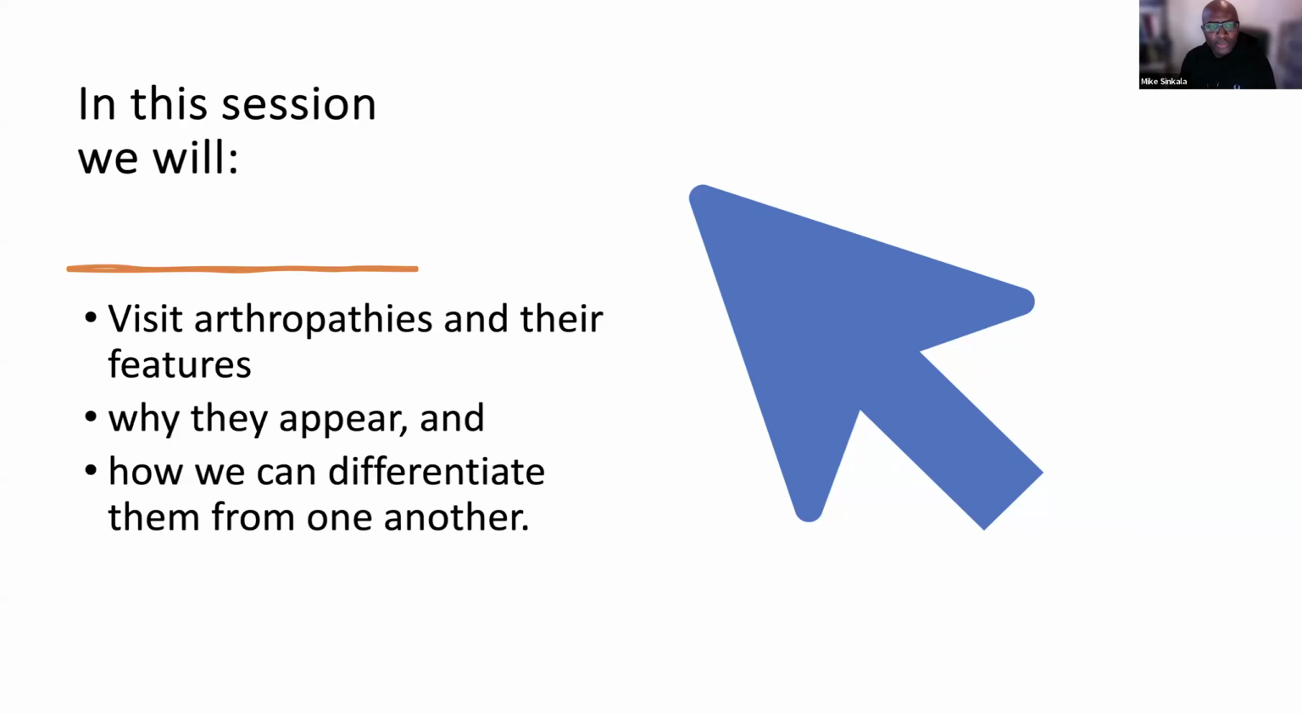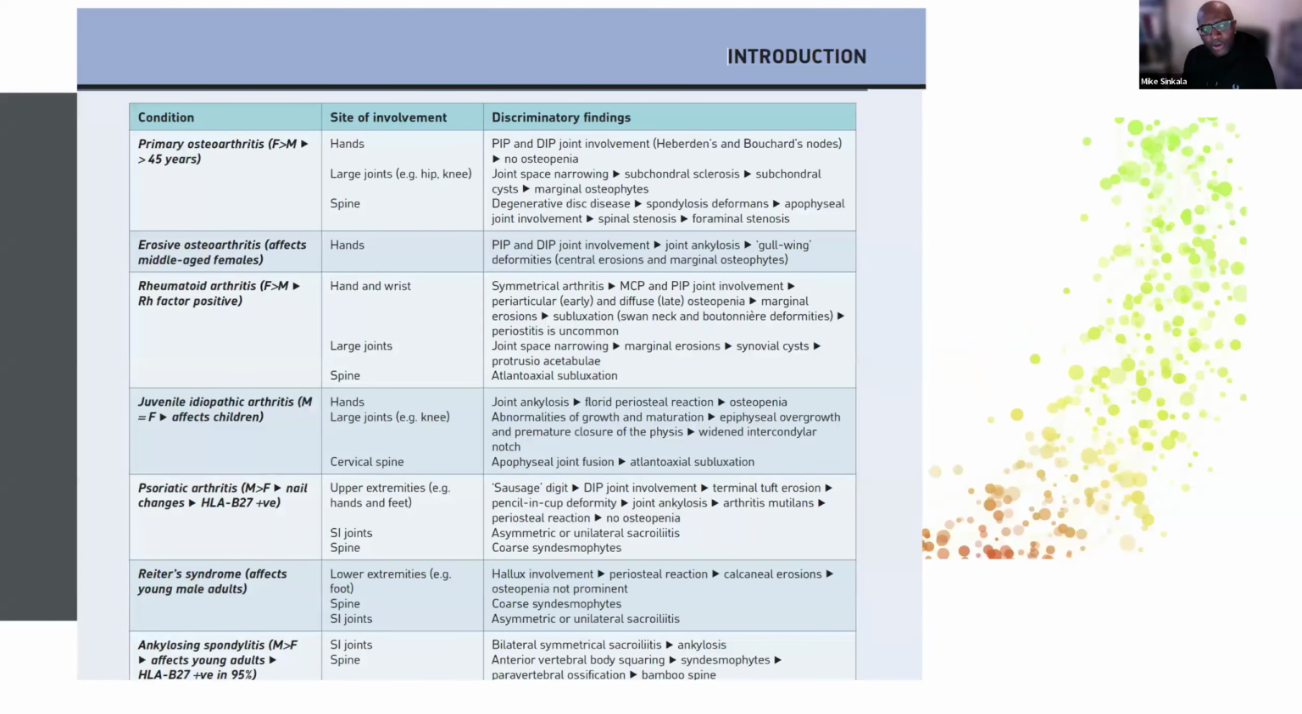Okay. To begin with, on the left column there, we have a condition. We have the common sites of involvement. And then we also have the radiographic features that you need to be looking at to differentiate, or to come up with an educated guess as to what you're looking at.